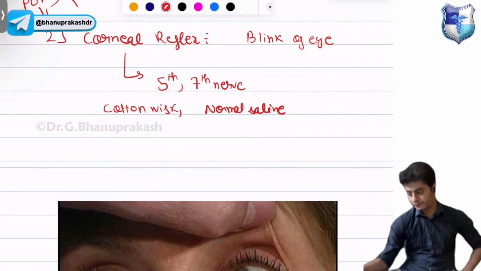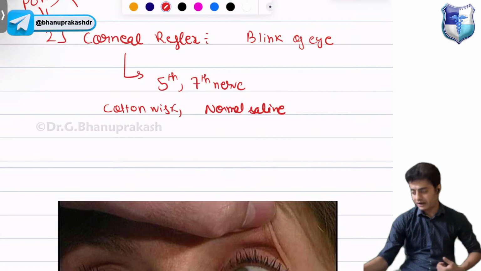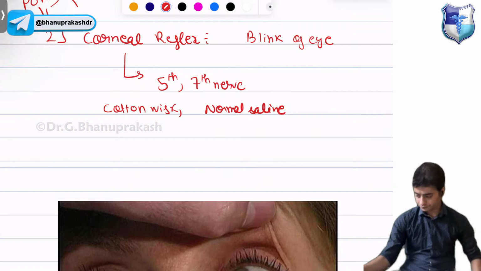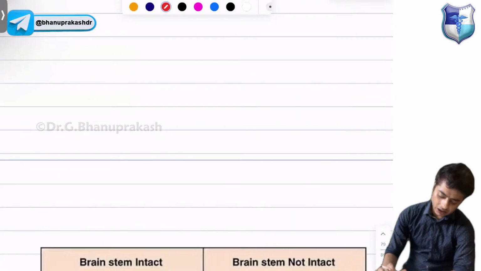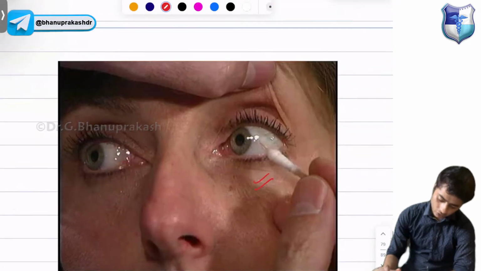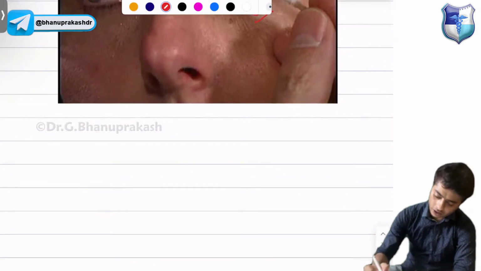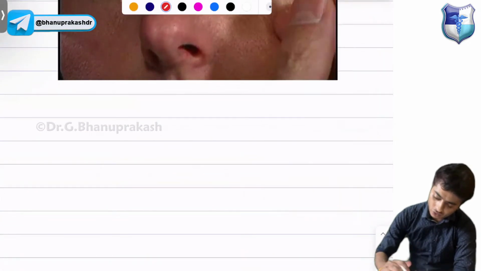सबको समझ में आ गया कॉर्नियल और लाइट रिफ्लेक्स? जस्ट गिव मी अ थम्स अप. ओके अर्शिता, ठीक है. सो वी हैव डन विद दिस रिफ्लेक्स.